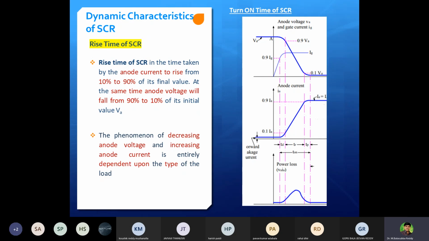The phenomena of decreasing anode voltage and increasing anode current depend entirely upon the type of load. How much time it will take, and the nature of this increase and decrease, are based on the type of the load, because this device is carrying the current from the source to the load. That's why the variation and the time taken to change will also be decided by the type of the load.